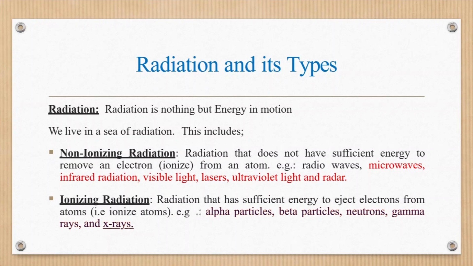Another is ionizing radiation, the radiation that has sufficient energy to eject electrons from atoms. It means it ionizes the atoms, like alpha particles, beta particles, X-rays, gamma rays, neutrons. All these particles ionize the atoms and produce ions that can damage the DNA, and these are the harmful radiations.